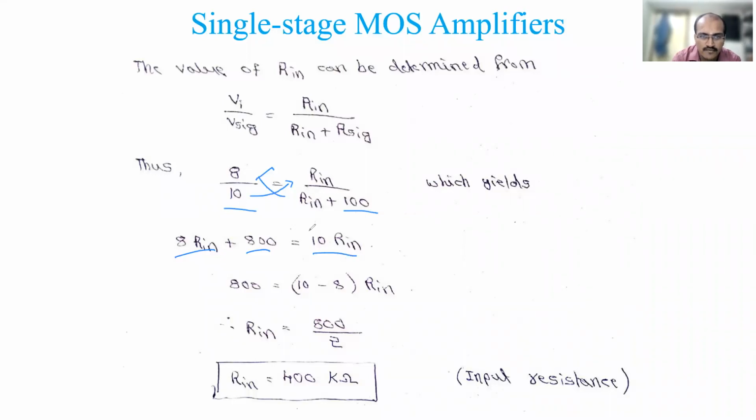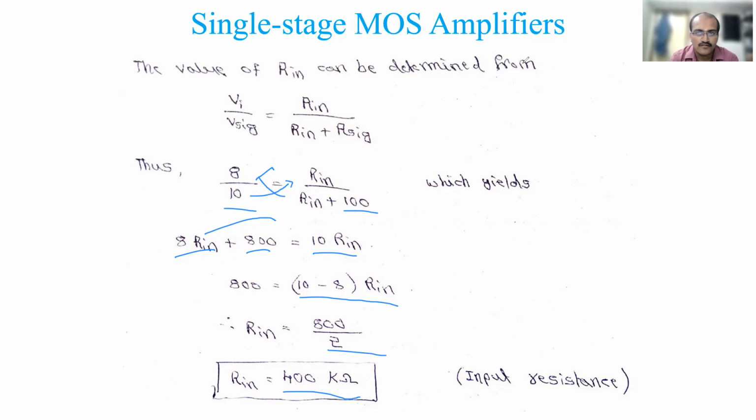So 800 I will keep as it is, and this 8 RIN I will take to that side. It becomes 10 minus 8 RIN. From this, RIN is equal to 800 by 2, since 10 minus 8 is 2, and it comes in the denominator. So it becomes 400 kilo ohm. All the resistance values are in kilo ohm because I have not substituted the 100K here, for simplicity, so finally we'll write the kilo ohm. So 400 kilo ohm is called the input resistance when load is connected.